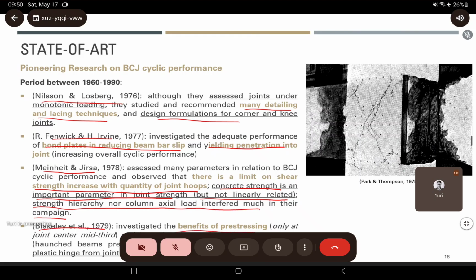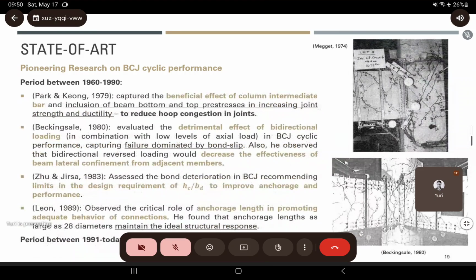Blakeley investigated the benefits of prestressed and haunched beams. They saw that haunched beams are less beneficial than prestressed ones, but haunched beams can also promote shifting beam-column joint failure to the beams. Park and Keong saw beneficial effects of column intermediate bars, and inclusion of beam bottom and top steel increased strength and ductility.